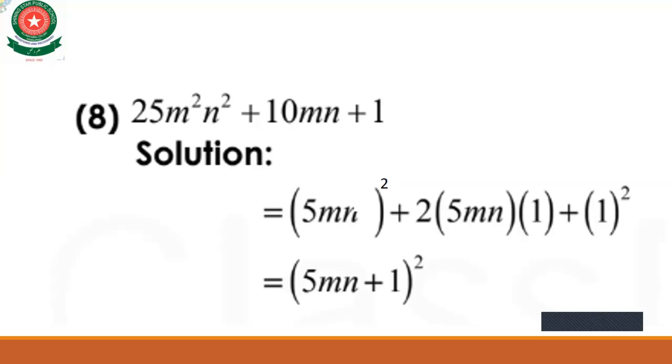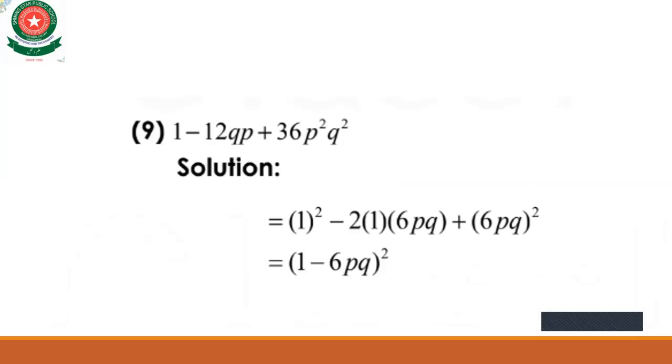As you know, this is a very simple formula. A square plus 2ab plus b square is equal to a plus b whole square. So you can write it as 5 mn plus 1 whole square, as 5 mn is the value of a and 1 is the value of b. You may also write it as 5 mn plus 1 into 5 mn plus 1, twice.